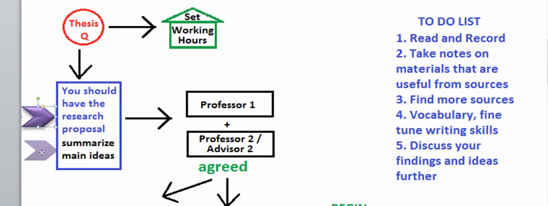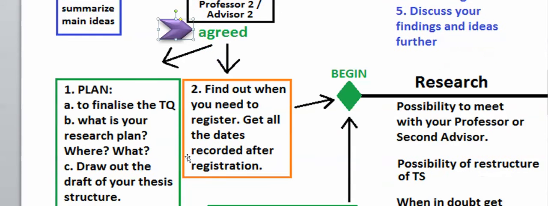So with the summary of your main ideas, you go and talk to the professor that you think would be your first professor, and then also use the summary to look for your second professor. Once the two of them have agreed, you can move on to the next step.